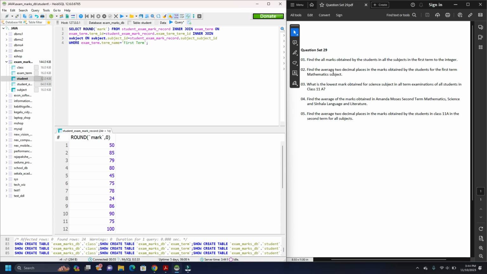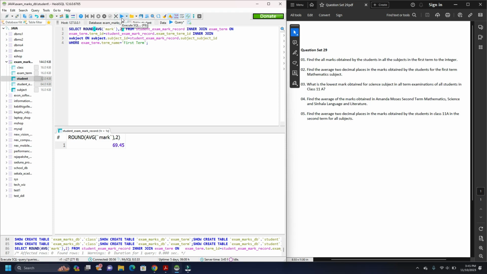And the question says that we have to find the average, so round the average of mark, so average, and rounding it to 2 decimals. And this is the query for the second question. Let's see the results after executing the query. And there you go. This is the result, 69.45, the average of marks rounded to 2 decimals.